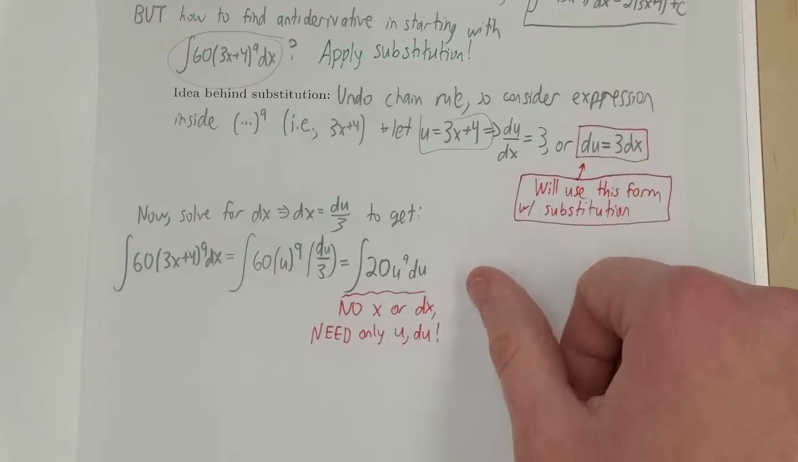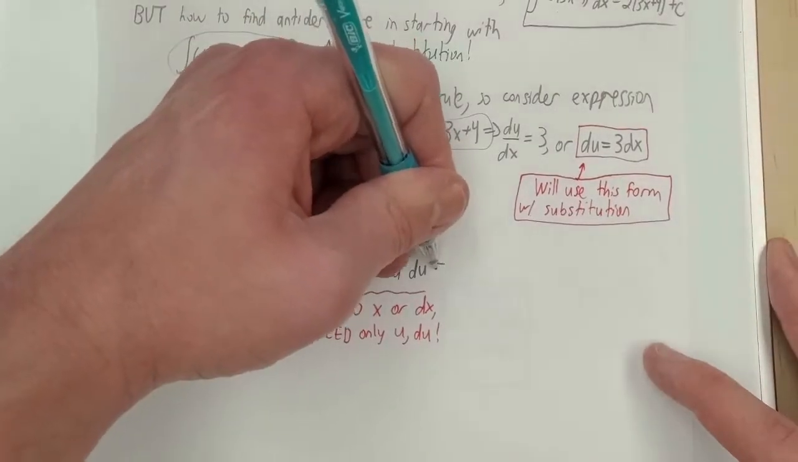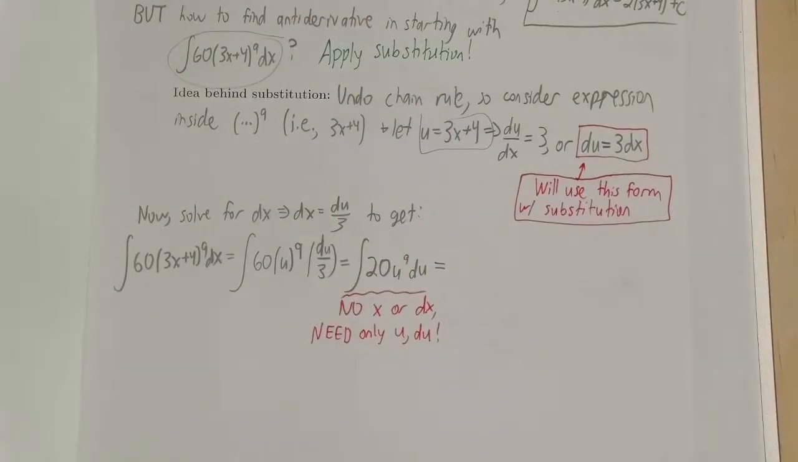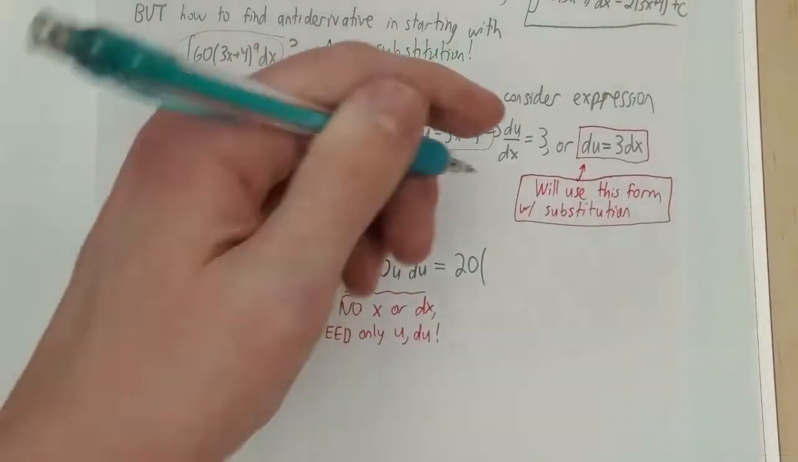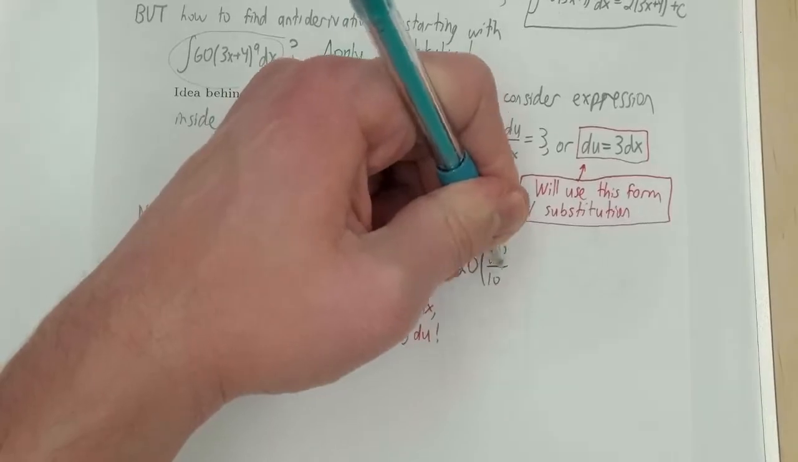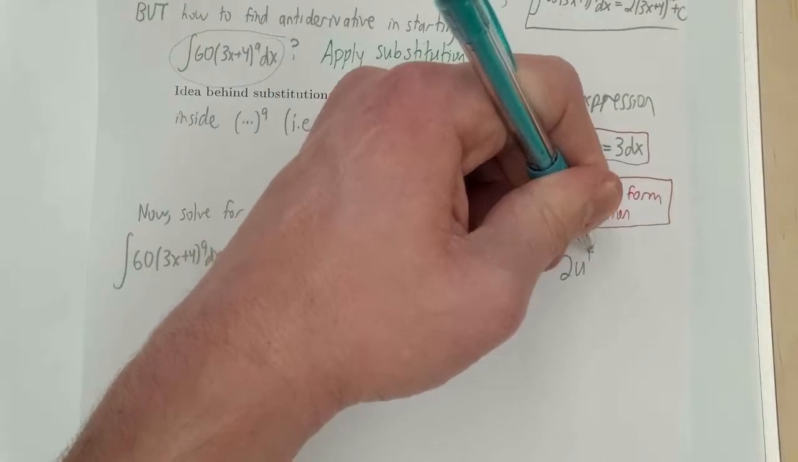At this point, this basically boils back down to a Calc 1 antiderivative. So, using the antiderivative power rule, what should we end up with as our antiderivative with respect to u? Good. We apply our antiderivative power rule, so this is 20 times u to the 10th over 10 plus c. This simplifies to 2 times u to the 10th plus c.